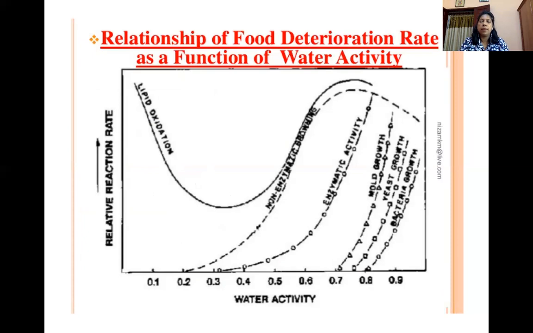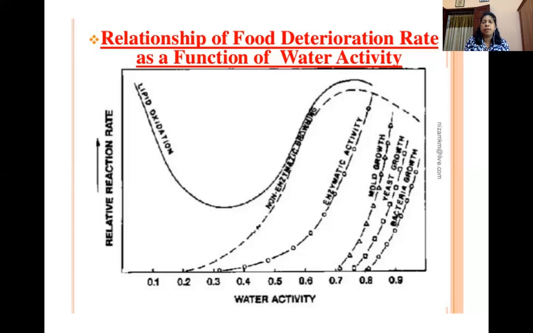Now you can see, as I mentioned earlier, the mold growth, yeast growth, and bacteria growth happen in the end area, near a water activity of 1. But enzyme activity is going on from 0.3 to 0.8. And non-enzymatic browning is also going on from 0.2 to 0.7, and then it goes down as the water activity increases.